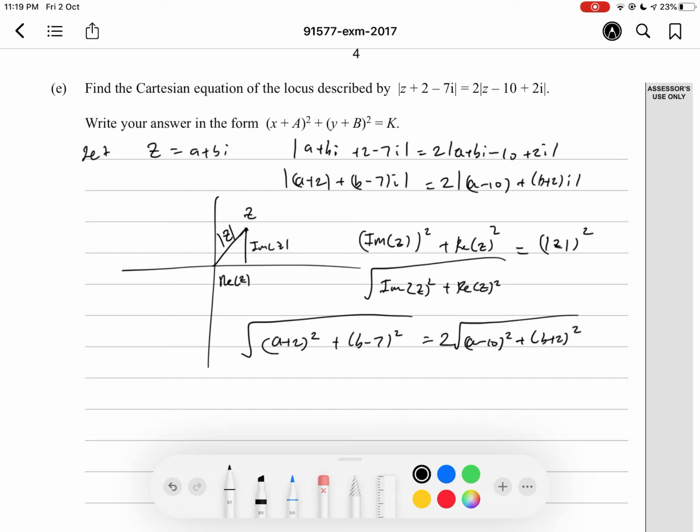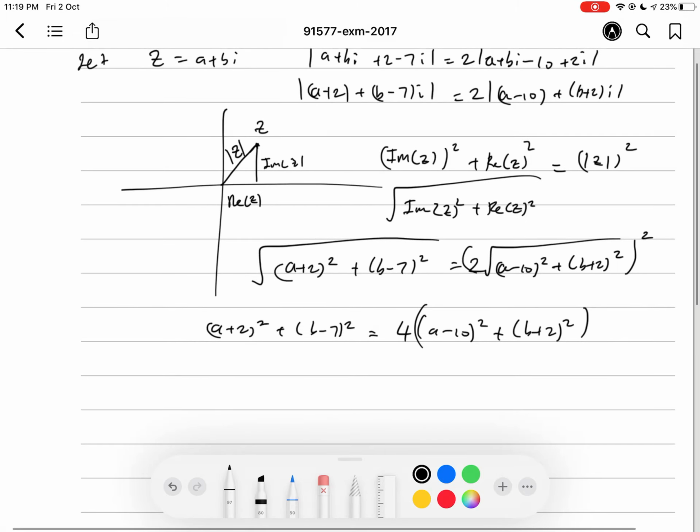So now we're going to square both sides. We have a plus 2 squared plus b minus 7 squared, that equals 4. Don't forget this 2 at the front. When we square it, 2 times 2 is 4. So don't forget, it's a very common mistake. When we square it, we're squaring this whole thing here. So 4 times a minus 10 squared plus b plus 2 squared.